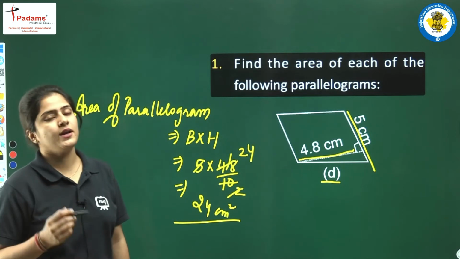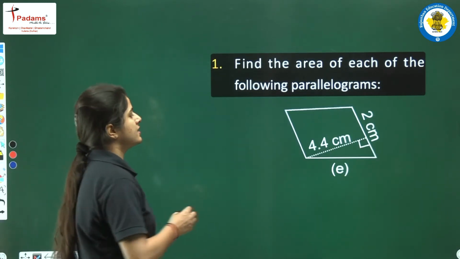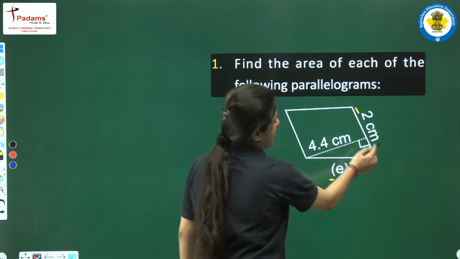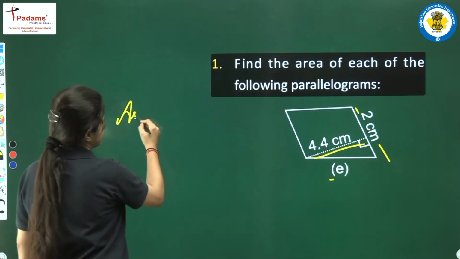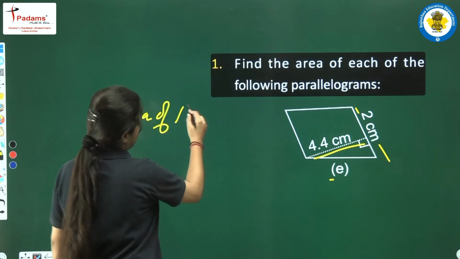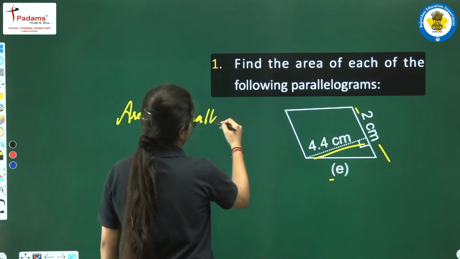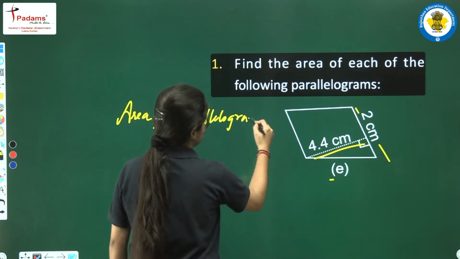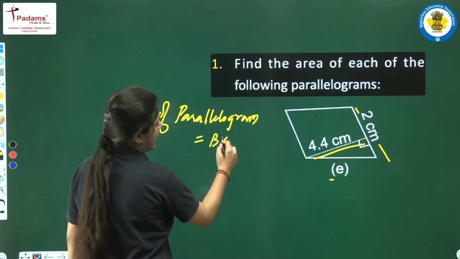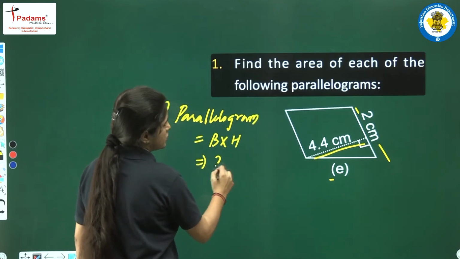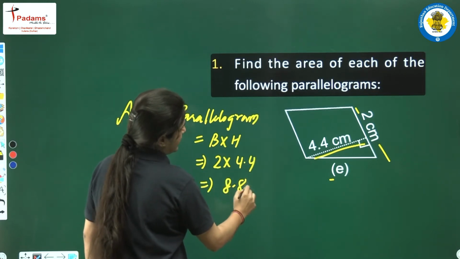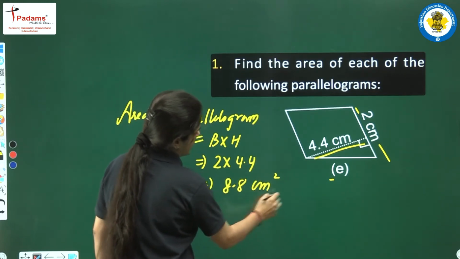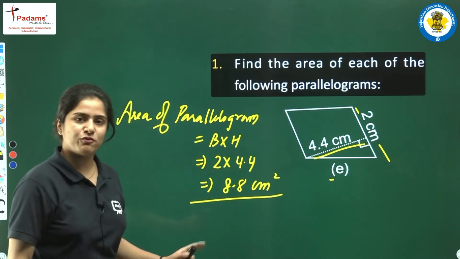Okay students, looking at the next question, what is that? The part E, this is the base and this is the height. Okay, so area of parallelogram is equal to base into height. What is the base? Base is 2, height is 4.4. This is 8.8 centimeter square. Okay, this is the area of the parallelogram.